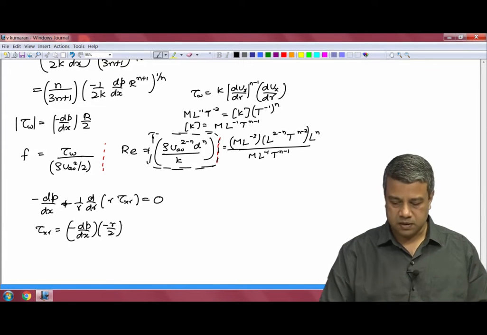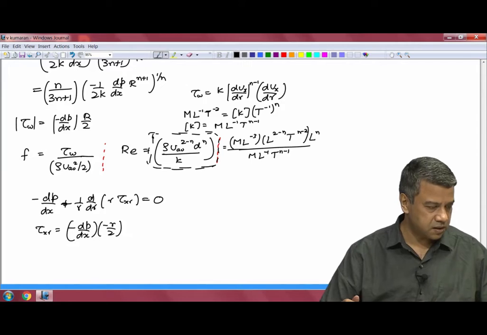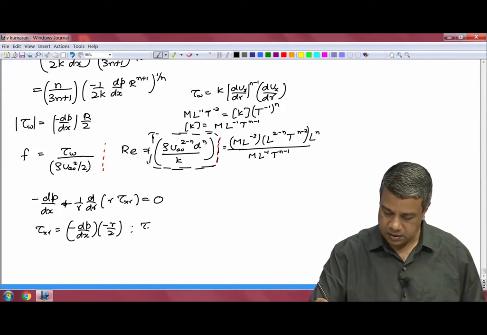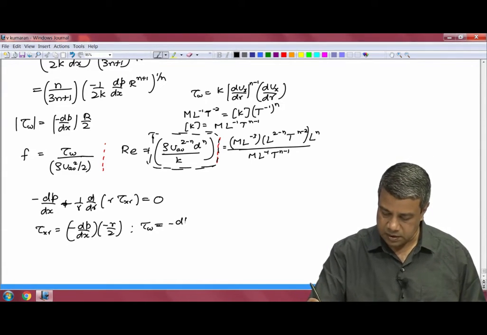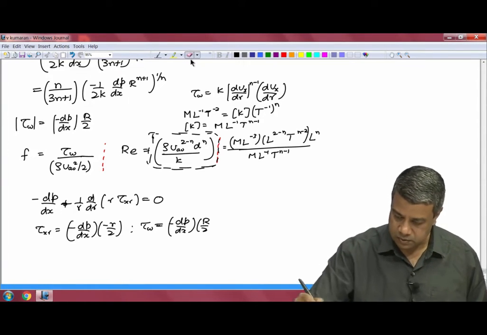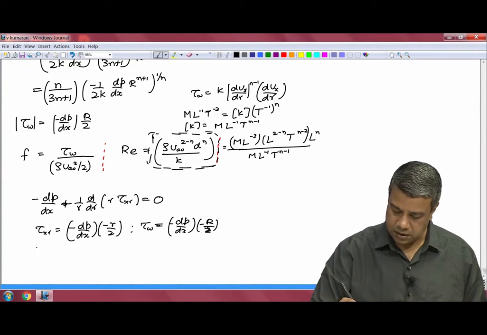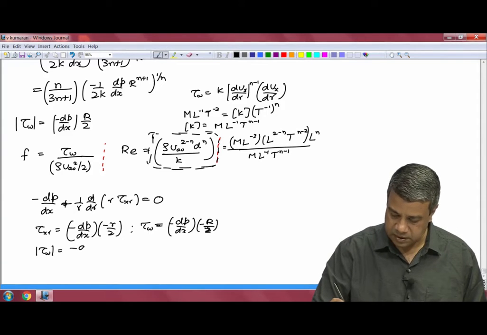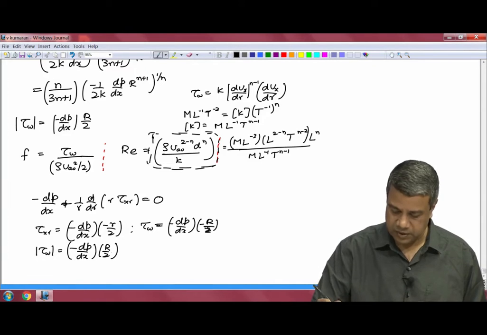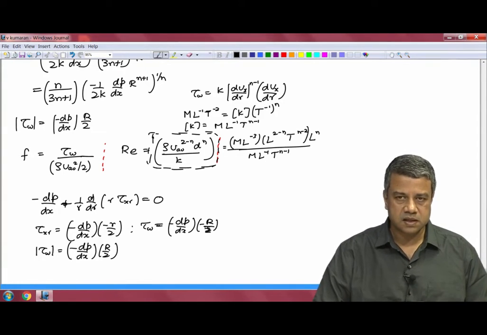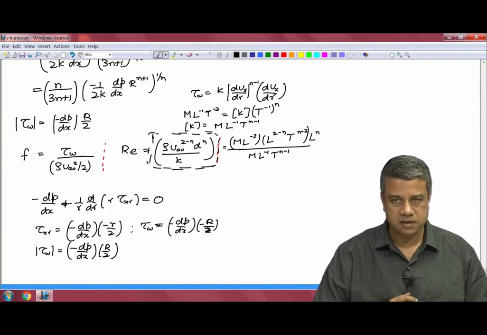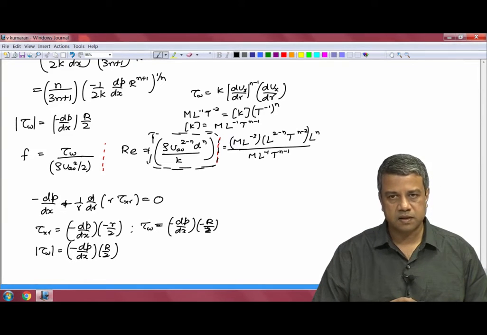That was the shear stress, and the shear stress at the wall was given by tau w is equal to minus dp by dx into the radius of the pipe divided by 2. And the magnitude of the wall shear stress was equal to minus dp by dx into R by 2. This is the stress that is exerted by the wall on the fluid, which is in the minus x direction. The stress exerted by the fluid on the wall is in the plus x direction, in this particular case.